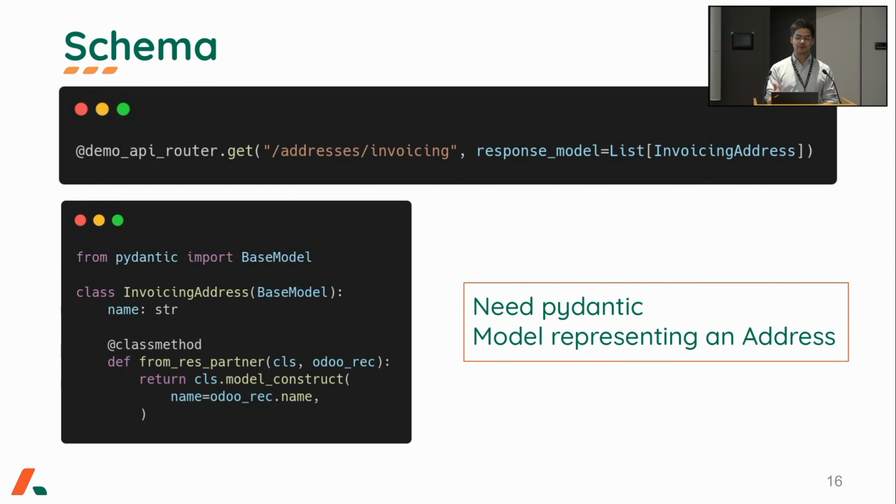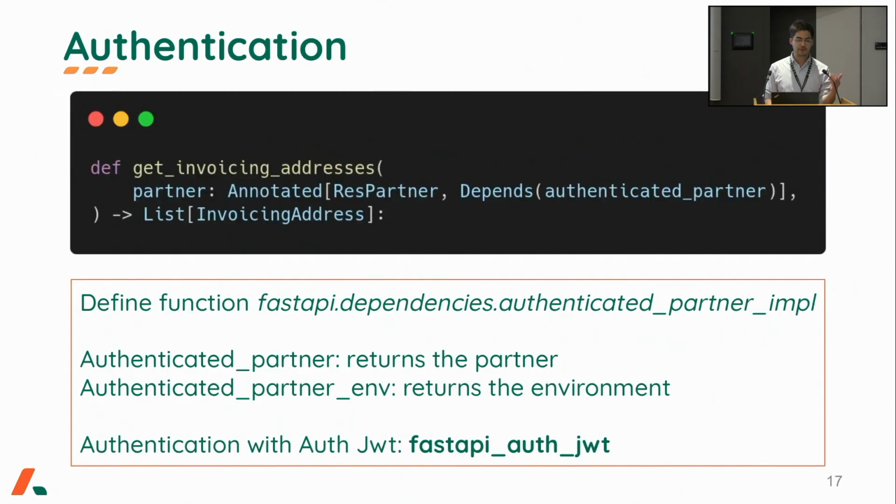Well, I have to add the definition of the invoicing address. So what is an invoicing address? For the purpose of my presentation, it will be only a name, and this name will be a string. On this model, on this schema, I will also define a small method that will map the Odoo record REST partner to my new schema invoicing address. So now I have defined the roots.